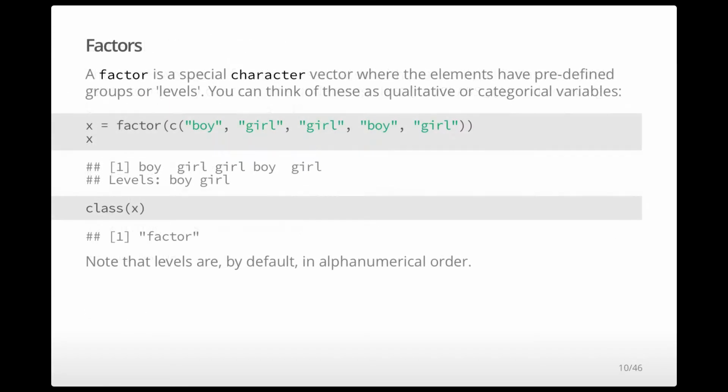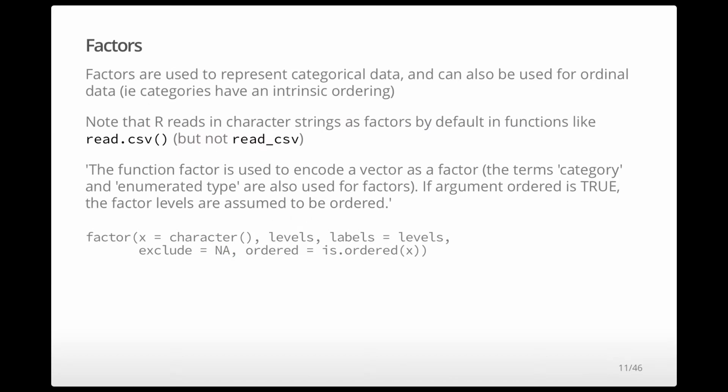The help file for factor. So what if you didn't want to exclude them, but you wanted to remove those as missing? Good question. So if they're NAs, right?